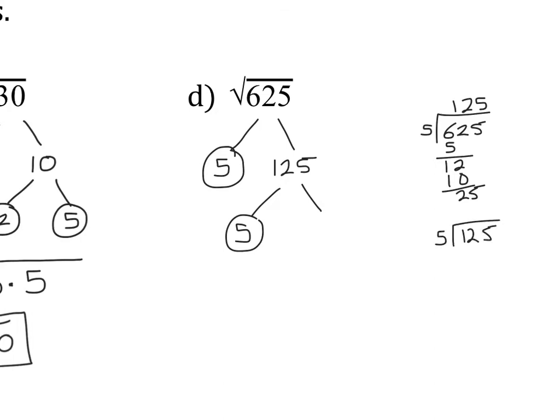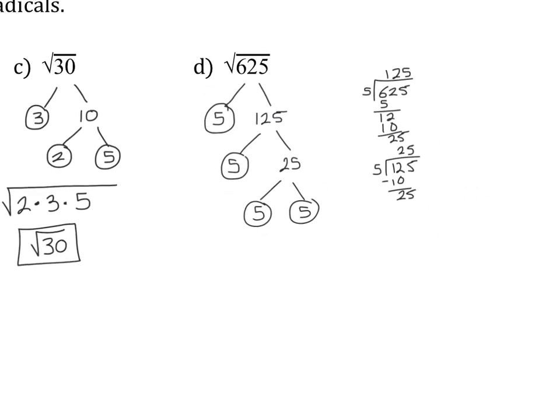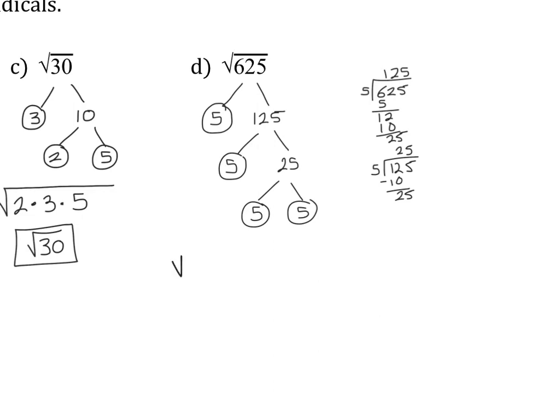So we'll do our little long division on the side. 5 goes into 12 2 times. And 5 goes into 25 5 times. So 5 times 25. 25 is not prime. It is equal to 5 times 5. So our list of prime factors is 5 times 5 times 5 times 5.